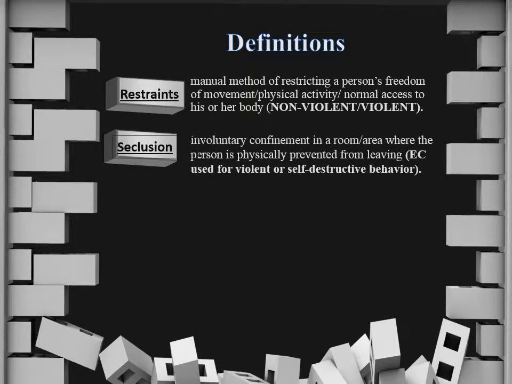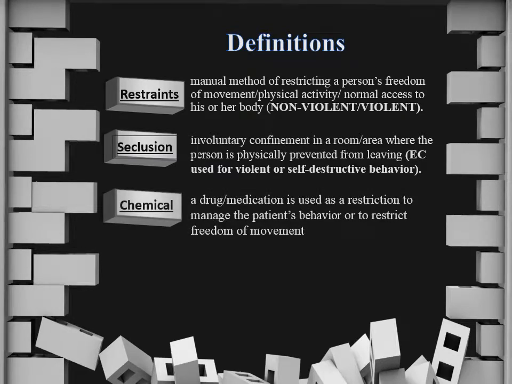There's also the specific seclusion, which is involuntary confinement in a room or area where the person is physically prevented from leaving. The emergency center is the only place that has 2 seclusion rooms. These rooms are monitored by video. They are located at the nurse's station. If anyone is in seclusion, they have to be monitored on a regular basis with very strict guidelines. The emergency center is the only place that will be doing seclusion.